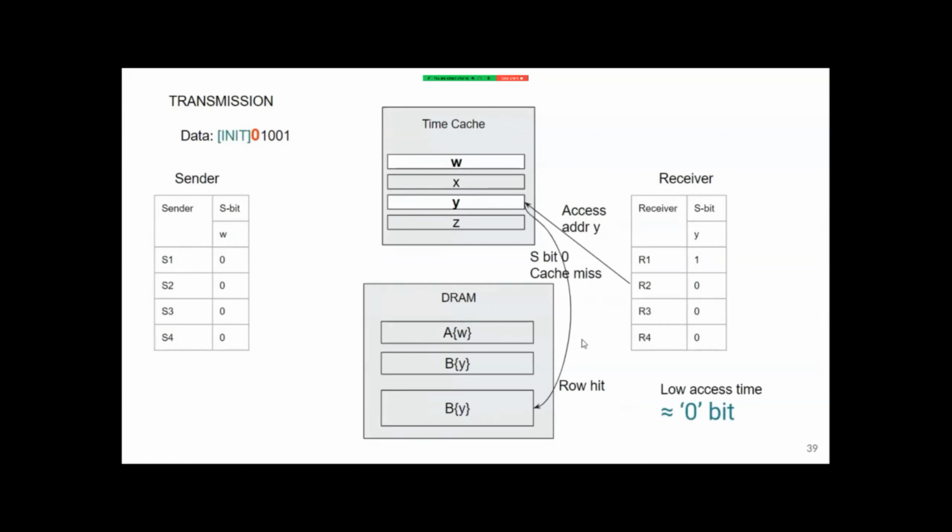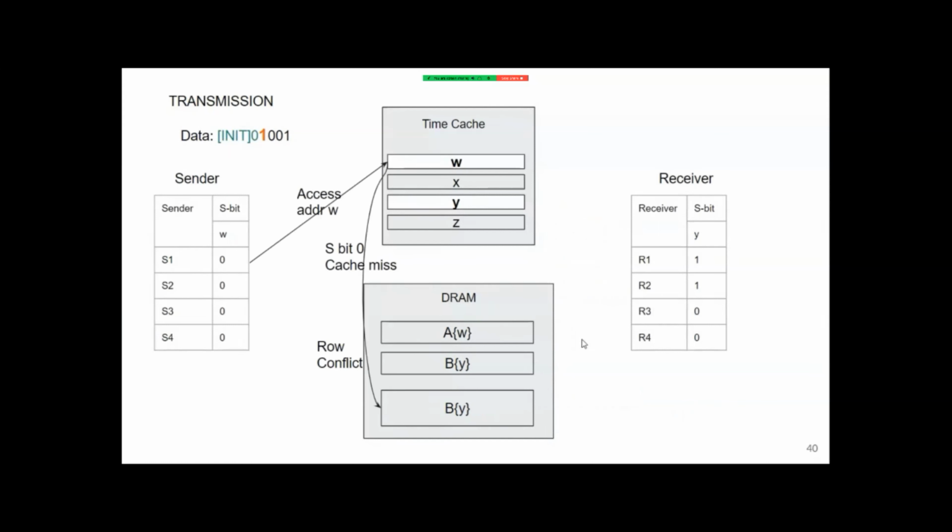If 0 is to be transmitted, the sender will do nothing. R2 will access the address Y. As its S bit is also 0, it will cause a cache miss but a row buffer hit. R2 will interpret this row buffer hit, that is low access time, as 0. In the end, the S bit for R2 will be set.